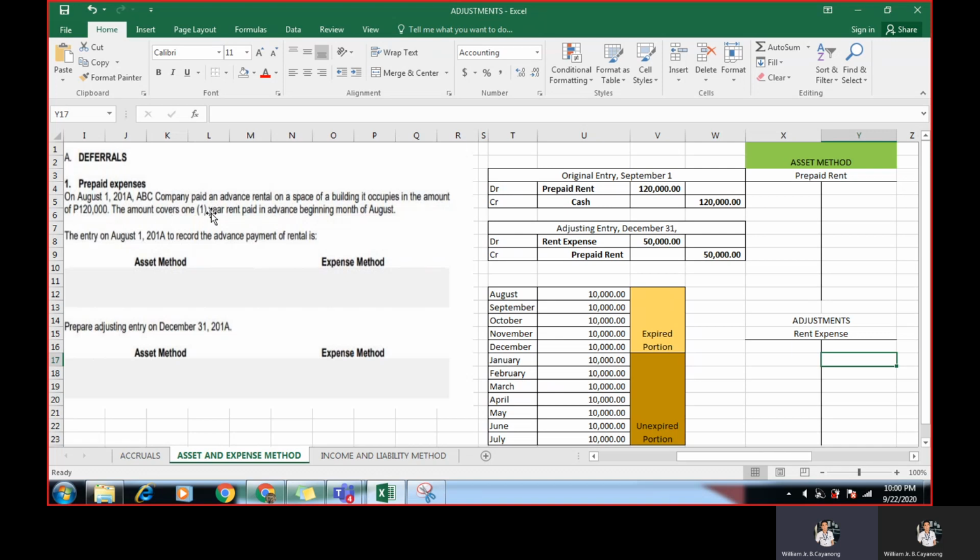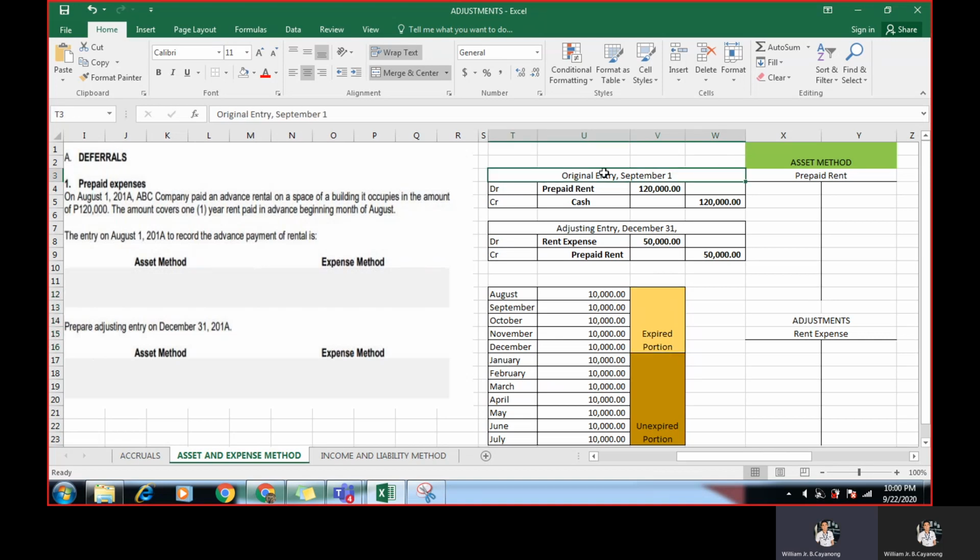So the amount covers how many years or months? It's 1 year. Rent paid in advance during the month of August. Now, let's have first the asset method. In the asset method, we are recognizing all of the advance payment as an asset.